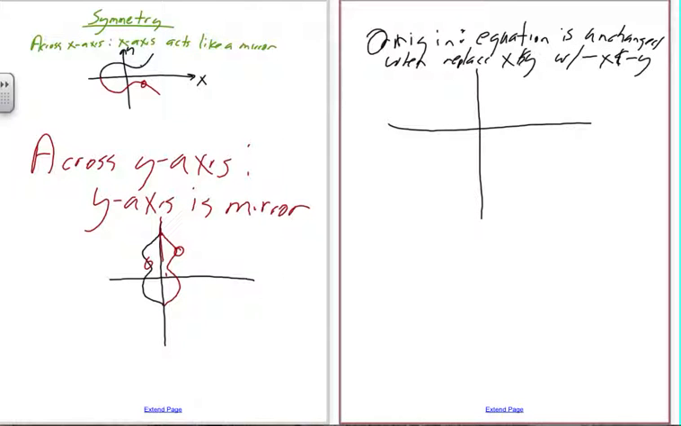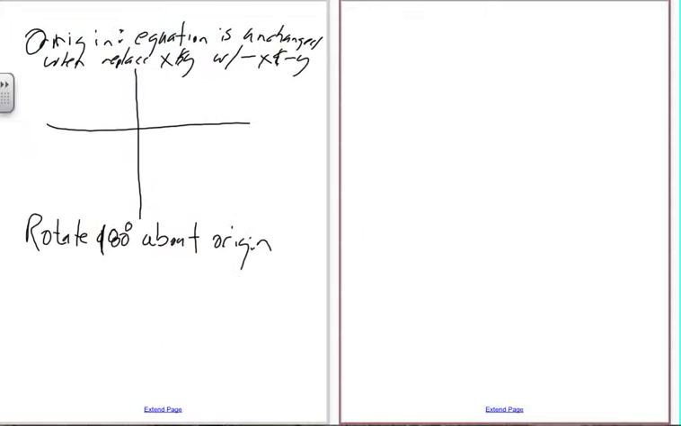Or the other way of thinking about this, the symmetry of the origin is where you can rotate it 180 degrees about the origin. You can take part of your graph, rotate it 180 degrees about the origin, and you end up with the other part. So let's take a look at what this actually looks like.